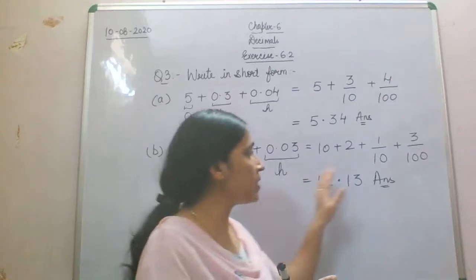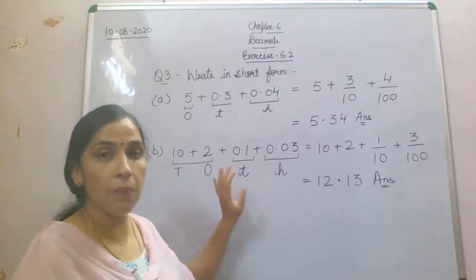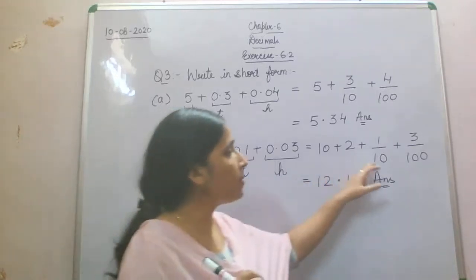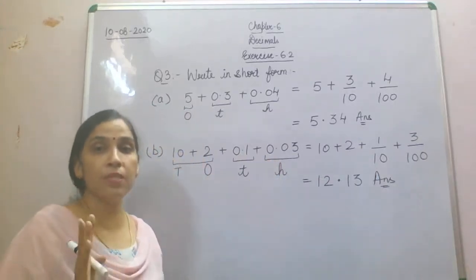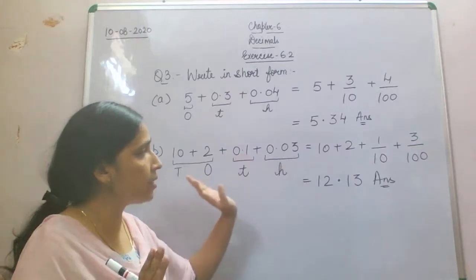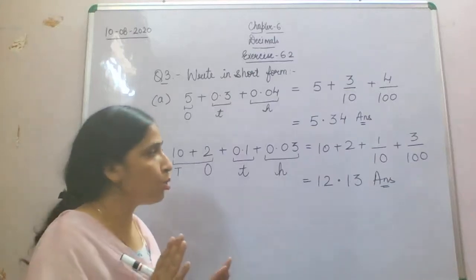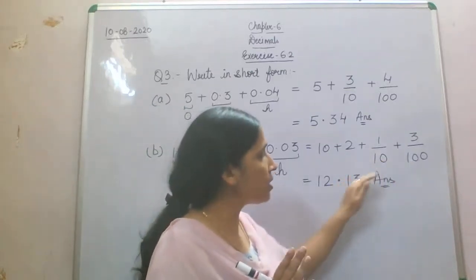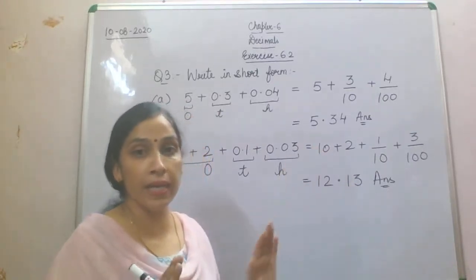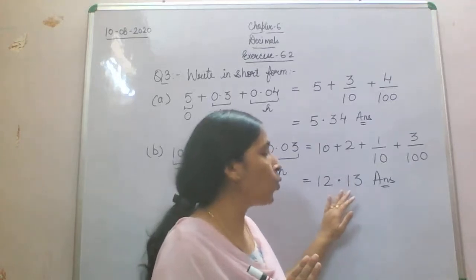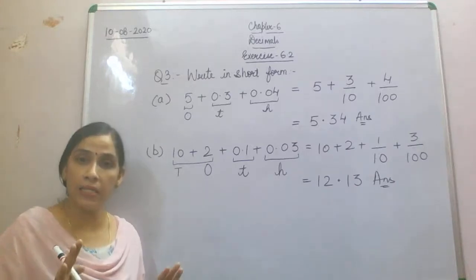Now tenths place means that will become 1/10, means whatever number will be there after the decimal, that will be divided by 10. And here whatever number except 0 you will have in the hundredths place, that will be divided by 100. 3 will be divided by 100. So this decimal part you are supposed to write after the decimal, and before the decimal you will write this whole part. 10 plus 2, what will it become? 12.13. So I hope this question B part is clear to everyone.